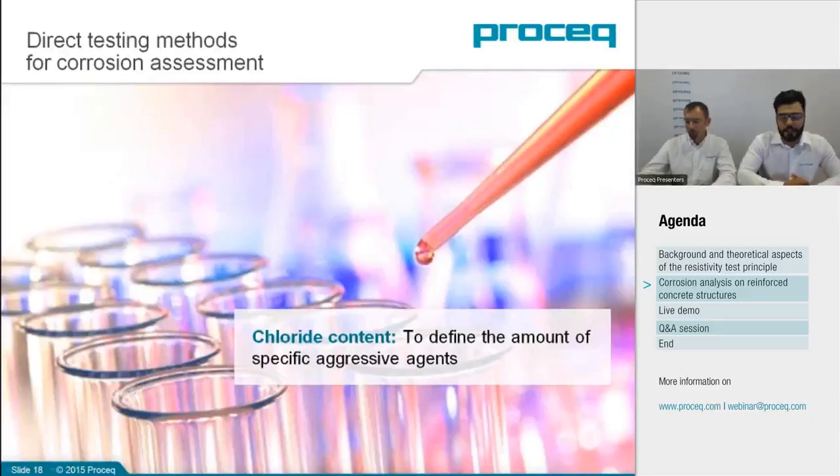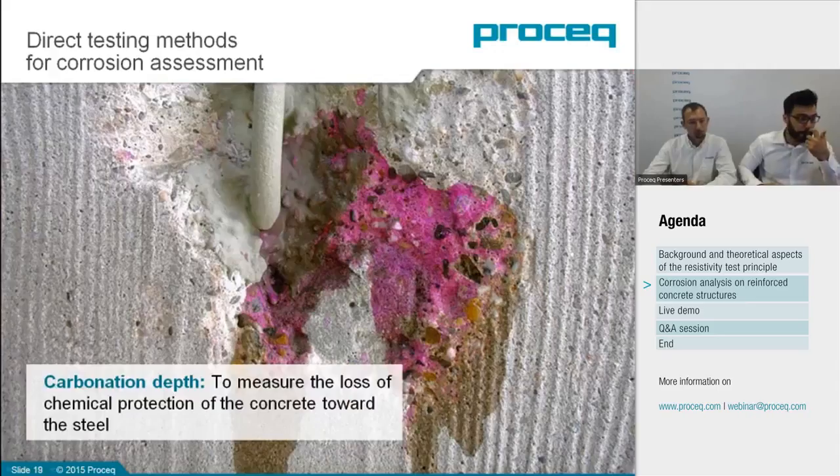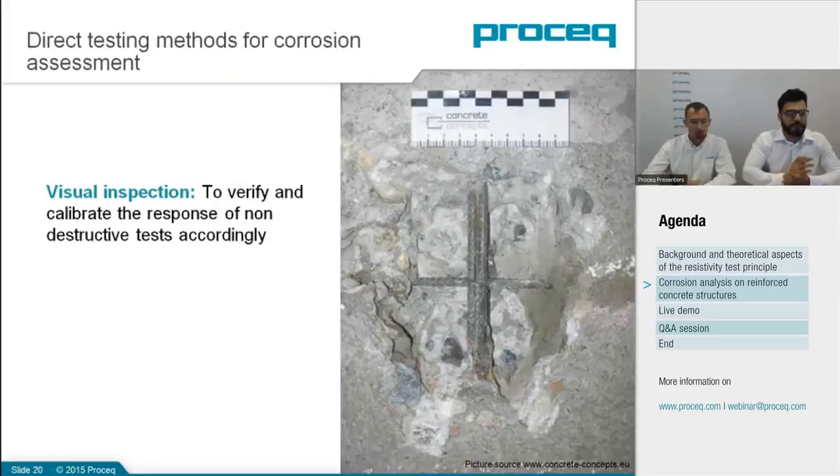On the other side, we could have some direct testing methods in our arsenal. We could test chloride content, for example. We define the amount of a specific aggressive agent that we're dealing with. We could do some carbonation depth tests. In this picture, as you can see, on the surface we expect some carbonation because it's exposed, but in the core of the concrete, the surface you can see is purple, meaning that we have almost no carbonation whatsoever, and that reflects on the health of this particular concrete structure.